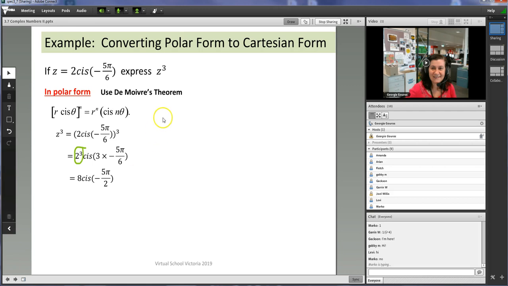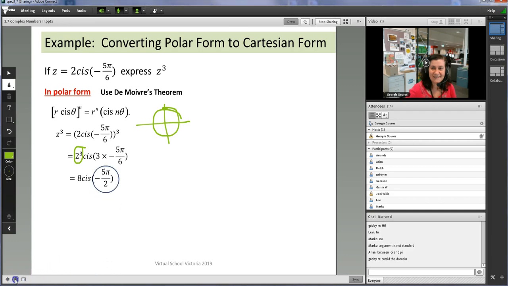I've got to think about where 5 pi on 2 is. Oh, that's my pen. Where is 5 pi on 2? Well, that's pi on 2. That's 3 pi on 2. That's 5 pi on 2. Yes, it's outside the domain. So I've got to adjust it. I've just got to think about where 5 pi on 2 actually is on the Argand plane, and adjust accordingly the argument so it's within the restricted domain.